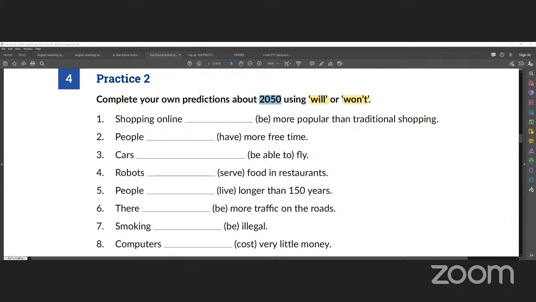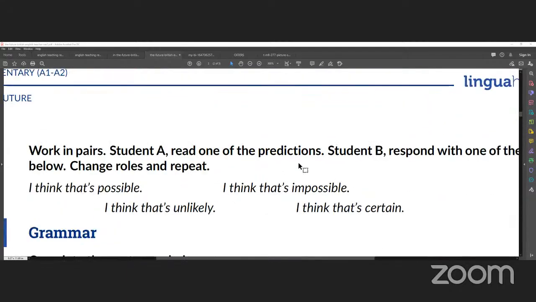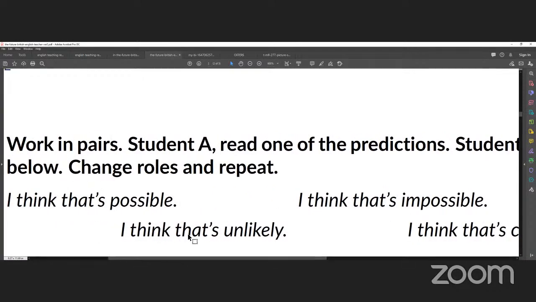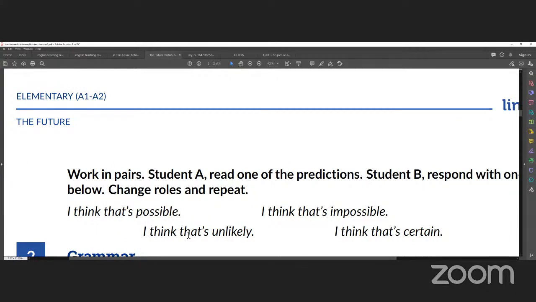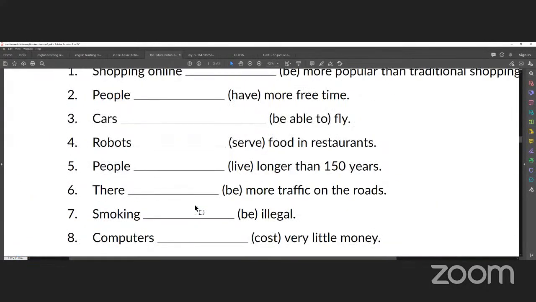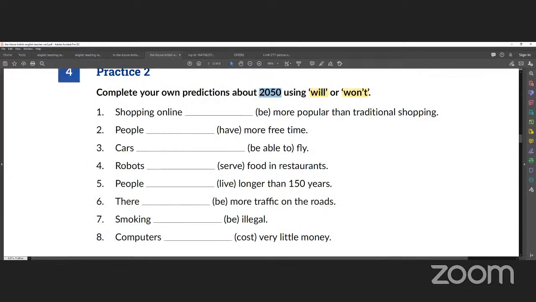Angie, number 3, cars will be able to fly. What do you think? Angie, can you hear me? No? Sí, sería... Ok. Yo te muestro. Creo que te olvidaste. Aquí está. I think that's impossible. Very good. Okay, let's go back to the previous exercise. Angie, number 4. Complete the number 4.